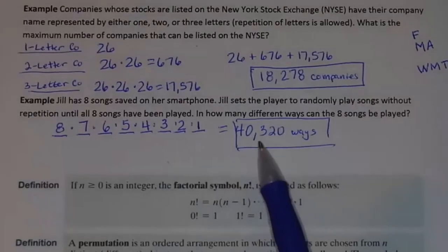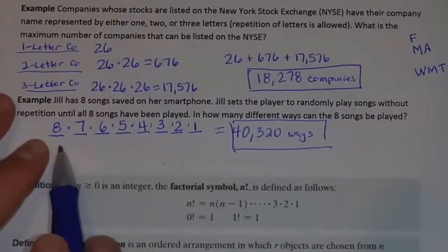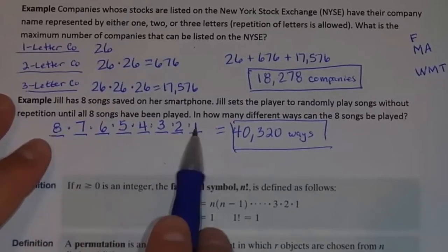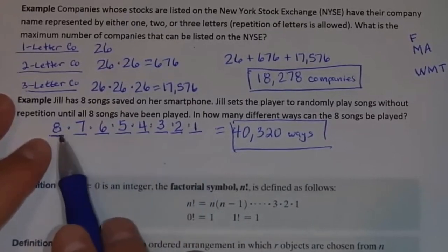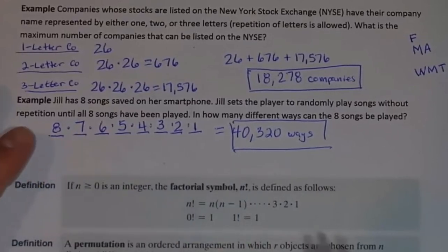Now this right here, this calculation that we just did is called a permutation. So a permutation is this kind of scenario, and the main feature of a permutation is that the order matters. So again, in this case, the order matters because if the song plays first, then it can't play second or third or so on. So the order is significant, is what I mean by that.